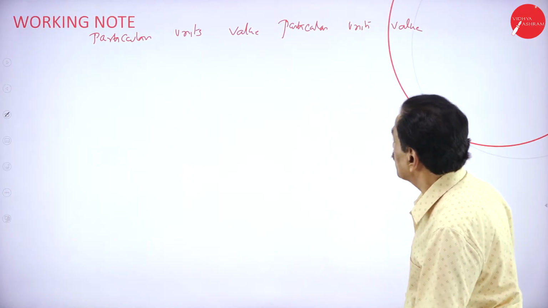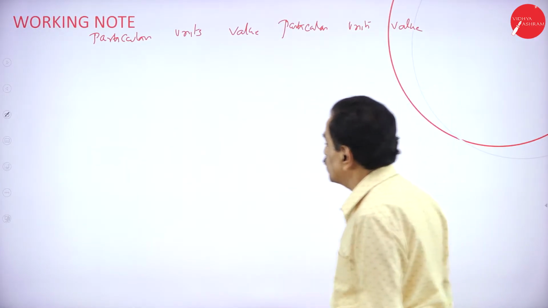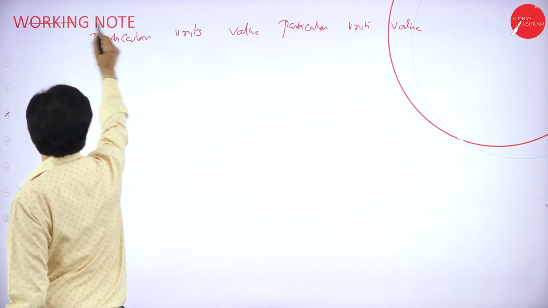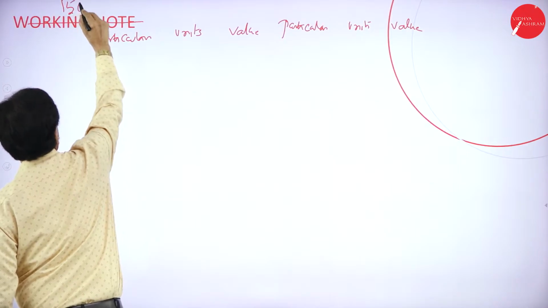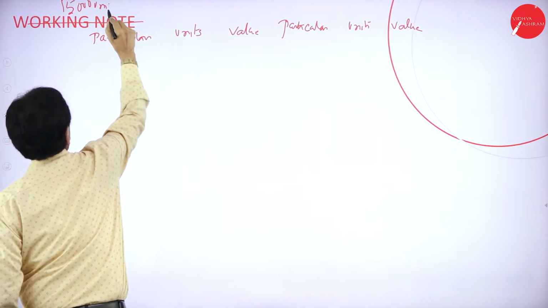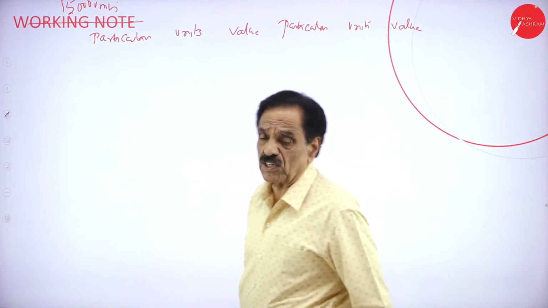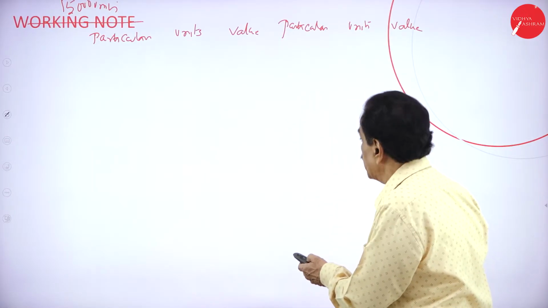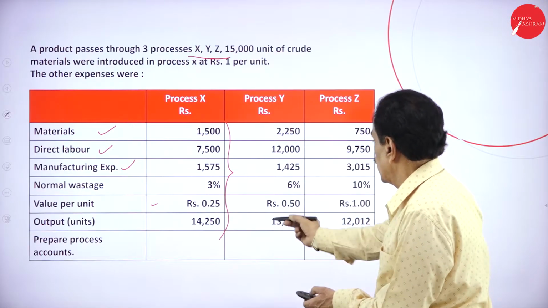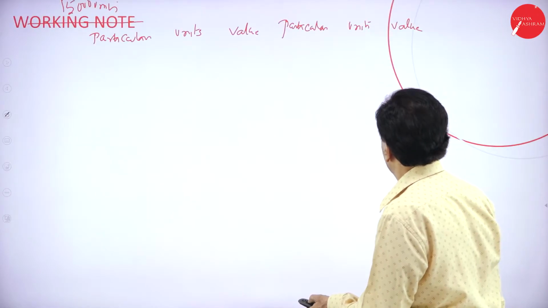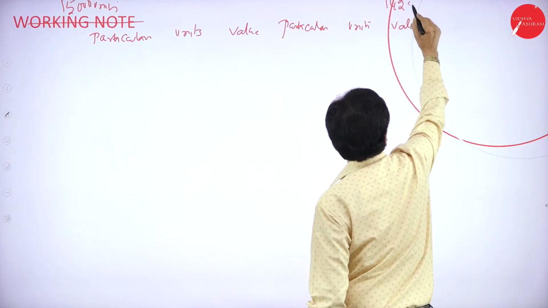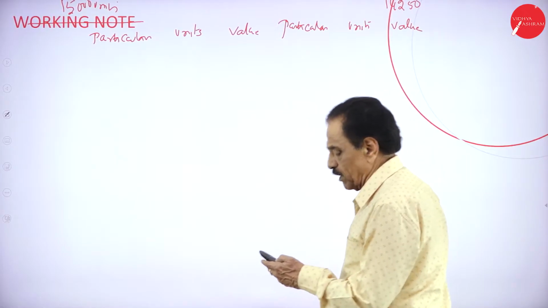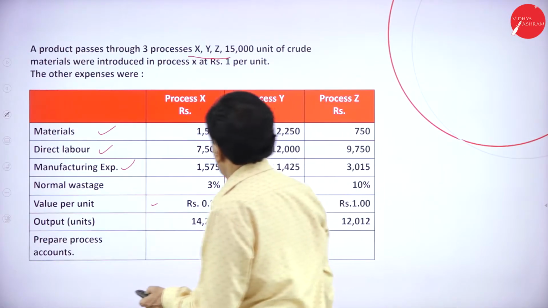This is your answer. How many units have been introduced? Leave this. How many units you have introduced? 15,000 units. This is your 15,000 units. Now, your output is 14,250. Here, 14,250. We'll go one by one. To input.